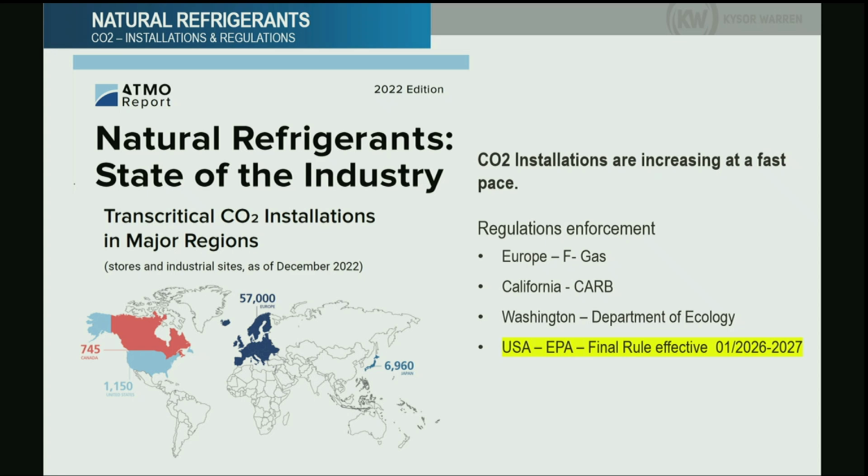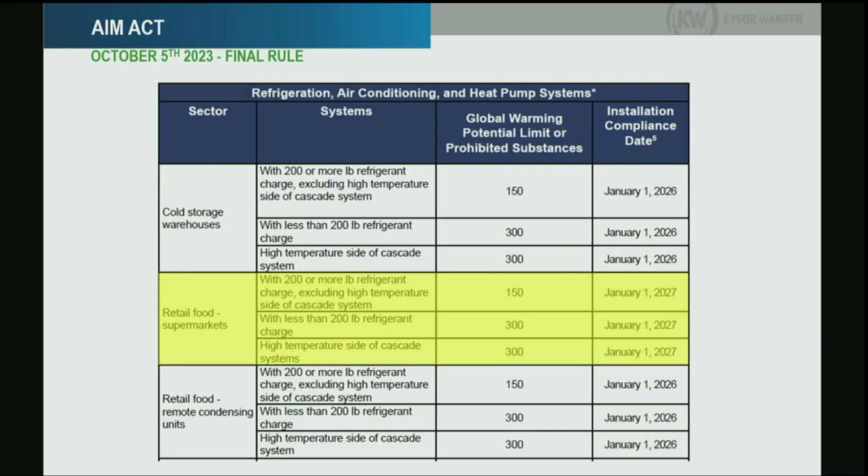In 2022, they have the new rule that if you have a system with more than 50 pounds of refrigerant, you need to install low GWP refrigerants. Well, that rule is expanding, and now the EPA has released something that will apply for us between 2026 and 2027.